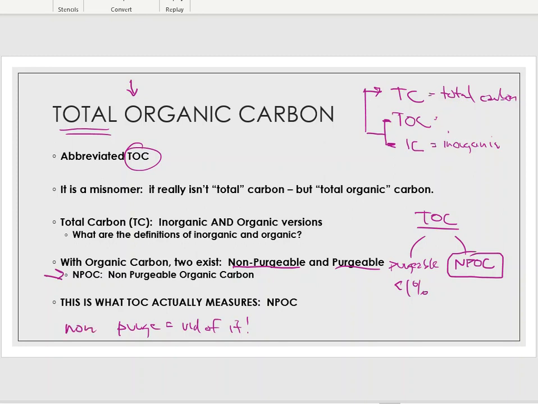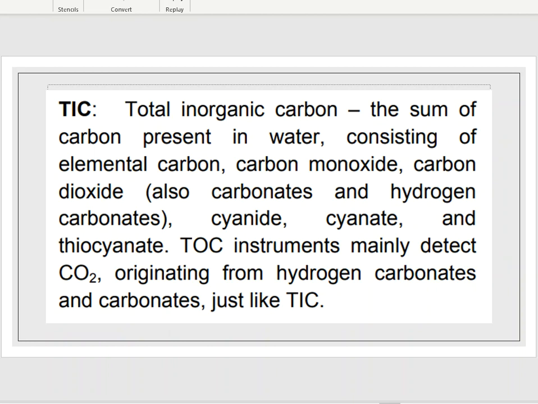Well, the non-purgeable piece, the NPOC, means you cannot get rid of it. So this machine will not be able to get rid of that organic carbon source. So once it does what it needs to do, it gets rid of all the purgeables, away they go, and then the non-purgeables stay behind. You can't get rid of them. They're going to stay there, and that's exactly what this machine will measure. All right? So just a little bit of maybe more concrete definition.